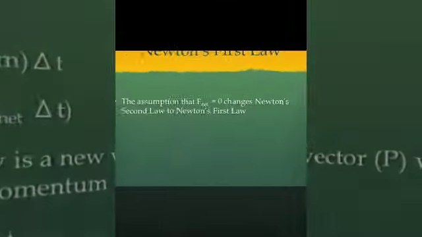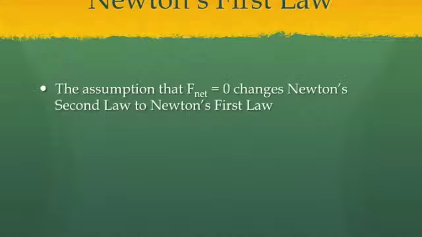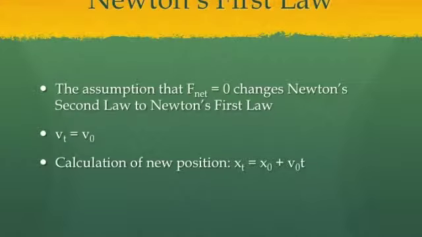You'll notice that when we make the assumption that the net force on the object is zero, we can eliminate the second term in Newton's second law. It becomes simply the velocity at time t is equal to the velocity at time zero. This makes it easy for us to determine the position of the object at time t is equal to the initial position plus the product of the velocity times the time interval.